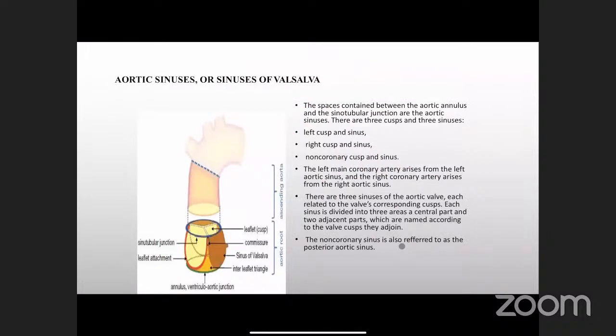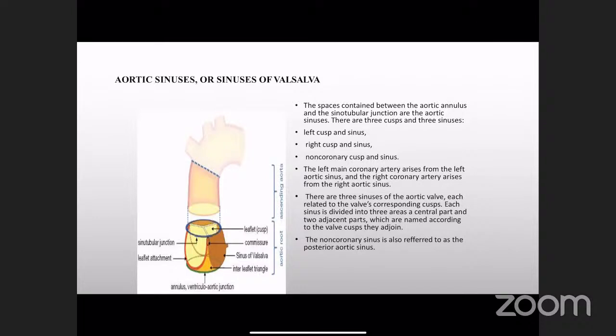The aortic sinuses, or sinuses of Valsalva, are the spaces contained between the aortic annulus and the sinotubular junction. There are three cusps and three sinuses: left cusp and sinus, right cusp and sinus, and non-coronary cusp and sinus. The left main coronary artery arises from the left aortic sinus, and the right coronary artery arises from the right aortic sinus.